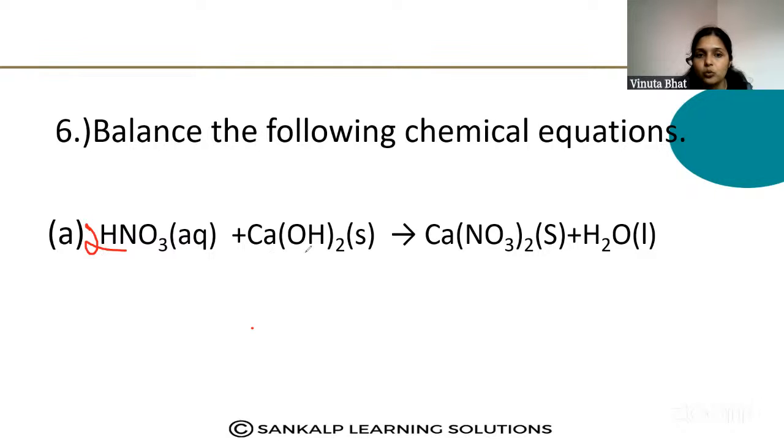Total 2 plus 2, 4 hydrogen. Here only 2 hydrogen. Here 2 plus 2, that is 4 hydrogen. I will add the 2 on the water here. Now hydrogen is balanced. Check the oxygen. 2 oxygen plus 6 oxygen, that is also 8. And here also 6 plus 2. Yes, that is also balanced. This is the balanced chemical reaction.